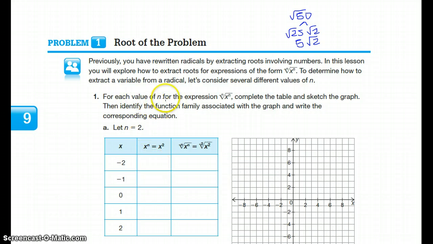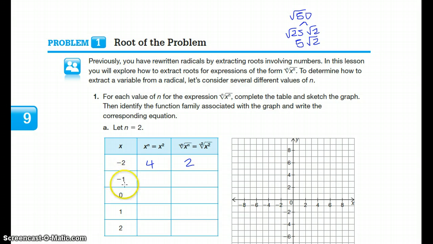So for this first example, we're going to let the value of n be 2. So that means we're actually taking the square root. And what we're going to do is figure out some function family association and graph it, and then write some equations. So the first thing they want us to do is if x is negative 2, they just want us to square x. And we know that if we square x, we get 4. The next thing they're asking us to do is to take the square root of the value we just squared. So the square root of 4, I get positive 2.